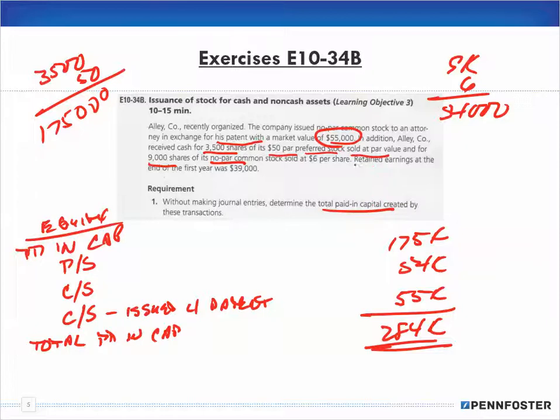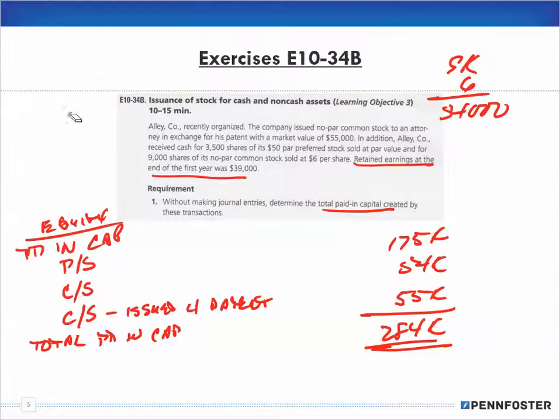It isn't asking for the total equity, even though the problem said retained earnings at the end of the year was 39,000. Remember, this is a word problem, okay? And it's been a long time since I've said this, but in word problems you have information that's directly related to whatever's being asked. And in this case, that happens to be something like this 55,000.